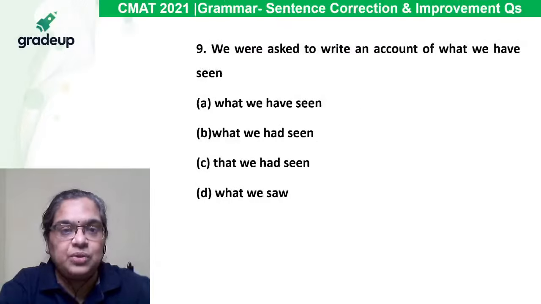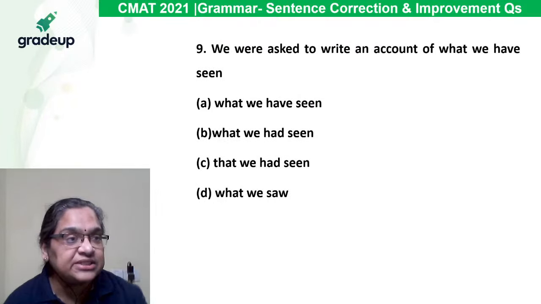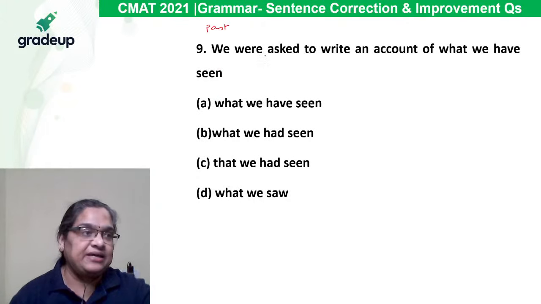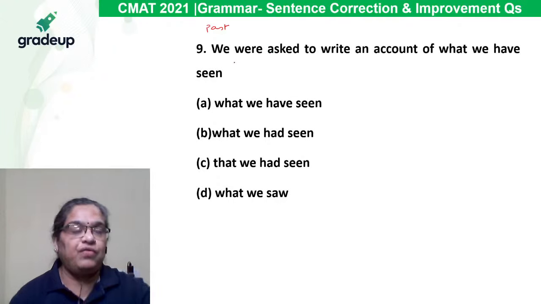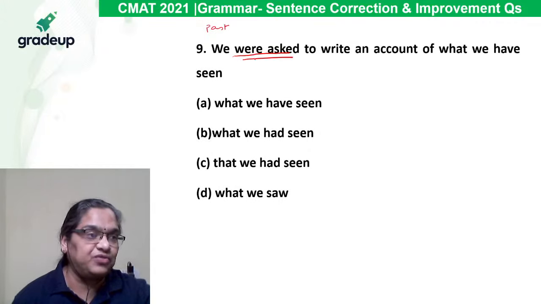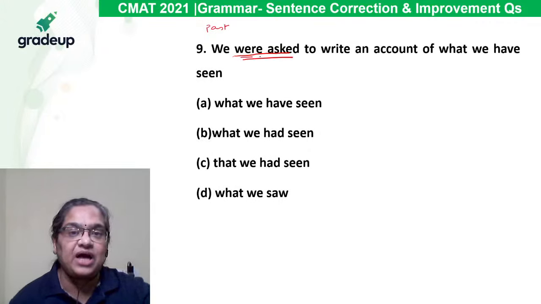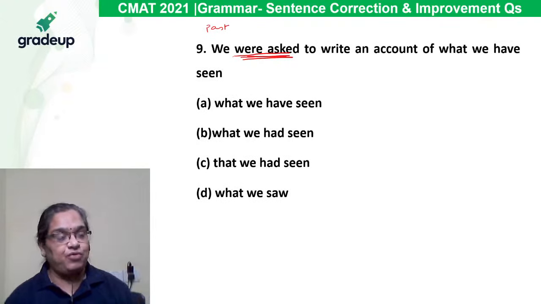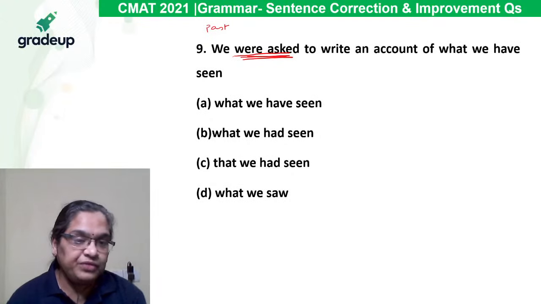Alright, okay, now let's look at 9. So first thing, determine it is in past tense. So whatever I want has to be in the past tense. Then see what is the nature of what you are doing. So we were asked. So you are talking about the past and you are putting it in passive voice. They asked us became we were asked. So when you are using the passive thing, put the whole thing in past tense and put it in passive voice. So what will the answer be?